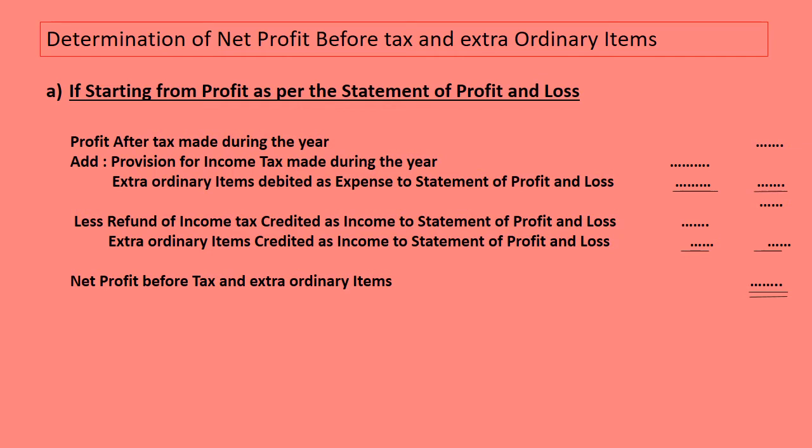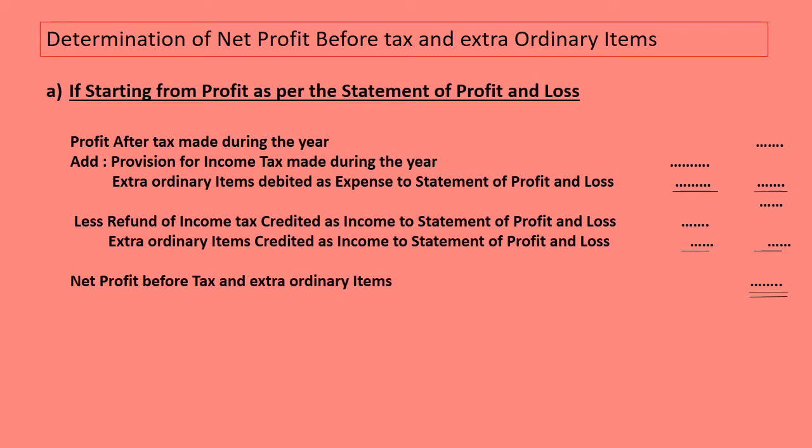If it is like that, the profit after tax made during the year will be given in the problem itself, that is we get that amount from the profit and loss statement. That is, the net profit will be the profit after tax. To that we have to add provision for income tax made during the year. All the provisions are just a book adjustment, no cash outflow is there, so that has to be added back.